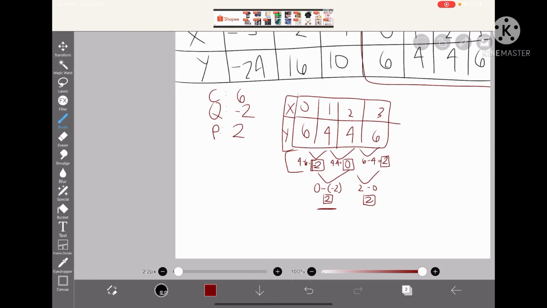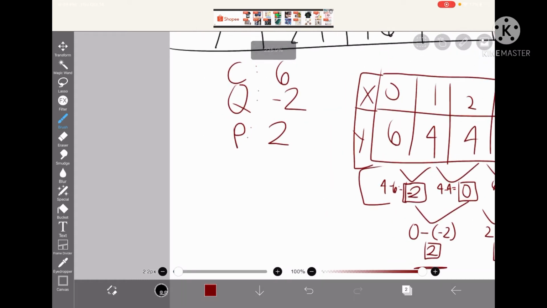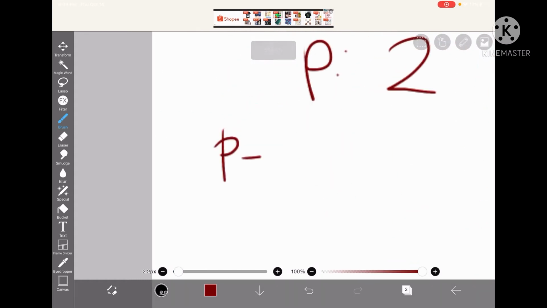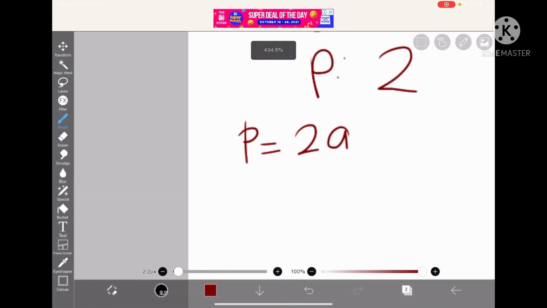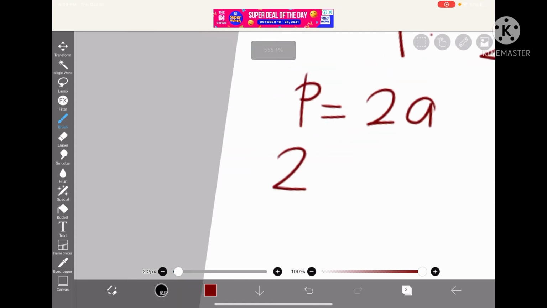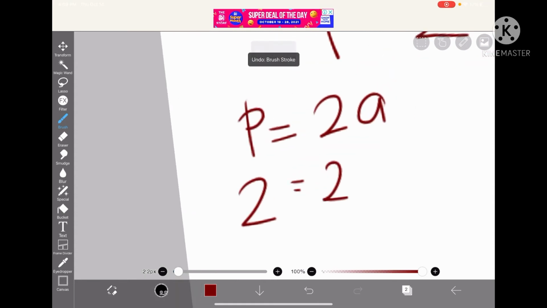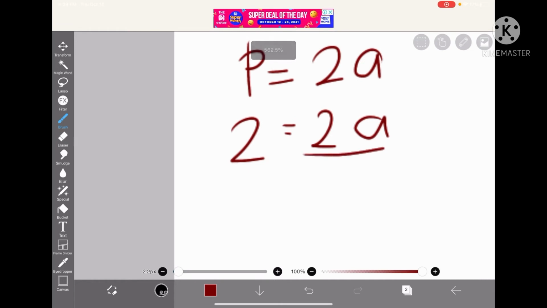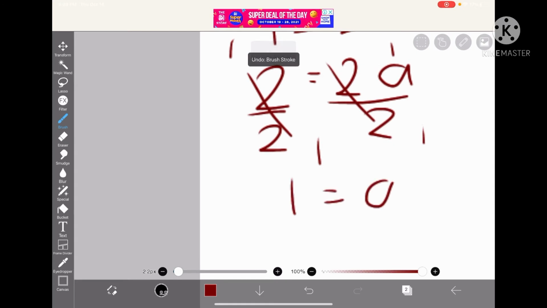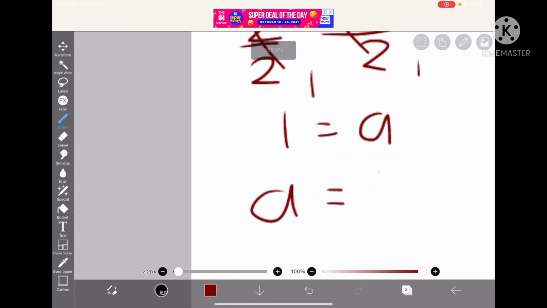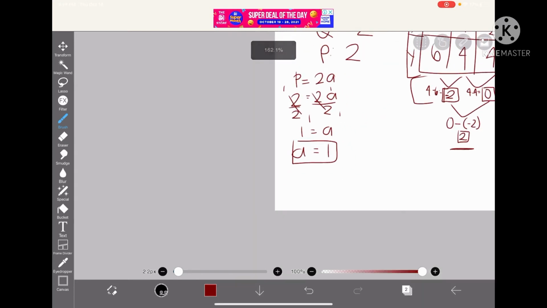The next thing we're going to do is solve for A and B. P is equal to 2A. We substitute P with 2, since we already found the value of that. Let's divide both sides by 2. 2 divided by 2 is 1, so our value for A is equal to 1.